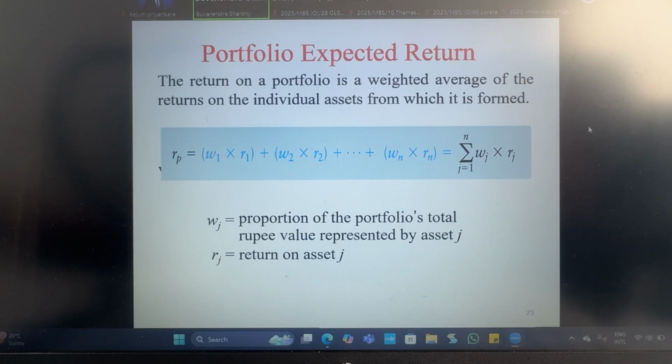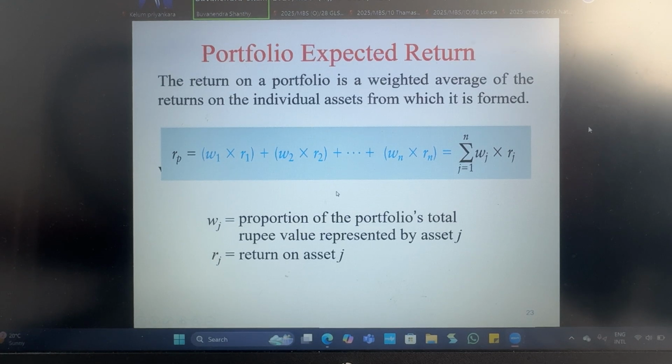So how can you go for the expected return calculation? You need to take the assets in the portfolio, the number of assets, and take the weight, the proportion of the portfolio's total rupees represented by asset J. What is the weight of the particular asset or investment in the portfolio? If you have 100 million, how much do you allocate for asset A? 50 million, 30 million for asset B, 20 million for asset C. Then you know the weights or proportions allocated out of the total investment. That is called weight 1, weight 2, or weight A, B, C and so on.